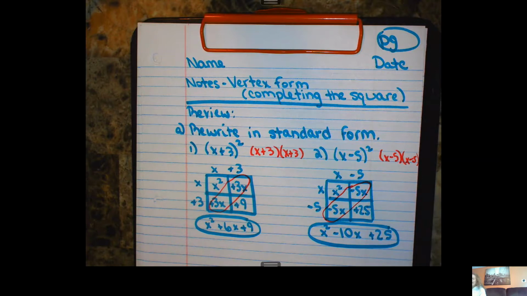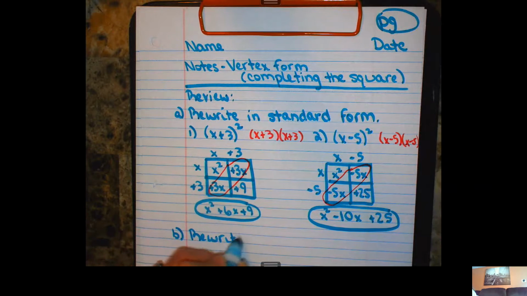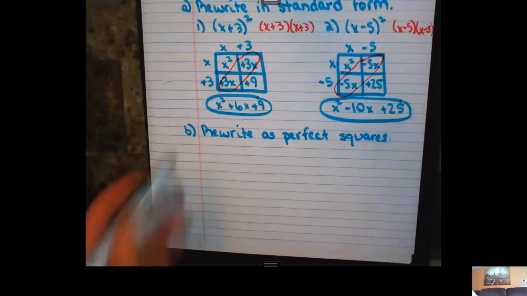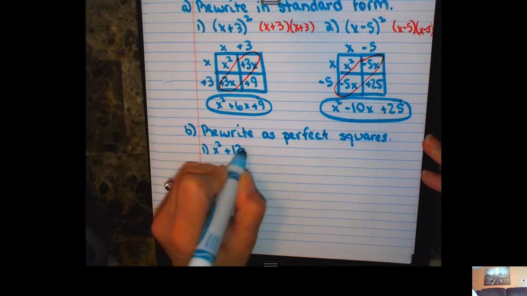So now we're going to practice going backwards a little bit. Can you write example B: rewrite as perfect squares. This time it's like we're factoring. This is going to help for later. Rewrite as perfect squares. We're going to do 4 examples here. For example 1, can you write x squared plus 12x plus 36?